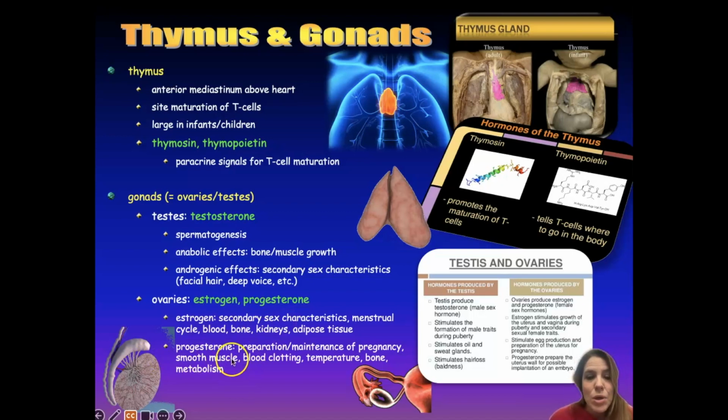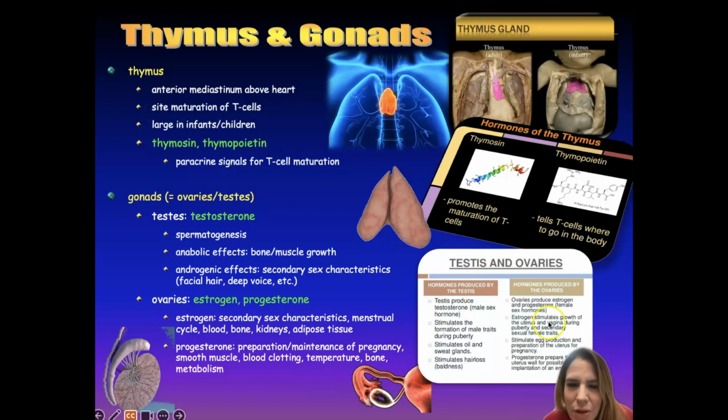Progesterone kind of works hand in hand with estrogen, but it's going to help to prepare the body for pregnancy and maintain that pregnancy if one should occur. It acts on smooth muscles and also helps with blood clotting. And all of these are related to thermoregulation, bone density and growth, metabolism. So as one ages and you go towards menopause, obviously these levels of progesterone and estrogen change, and you can see why women can get all those typical symptoms of menopause, like hot flashes and fatigue and things like that.